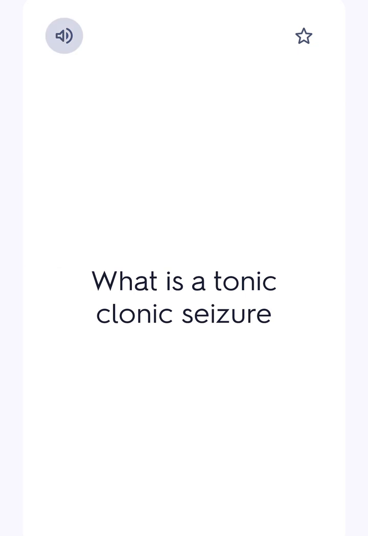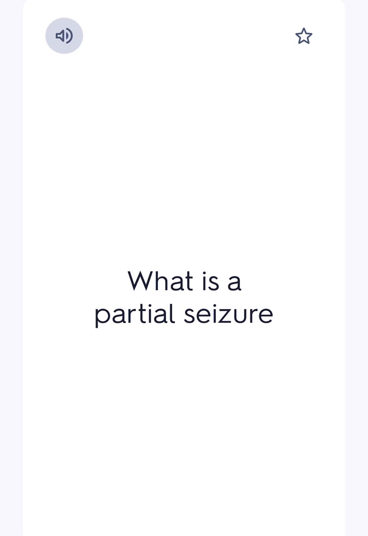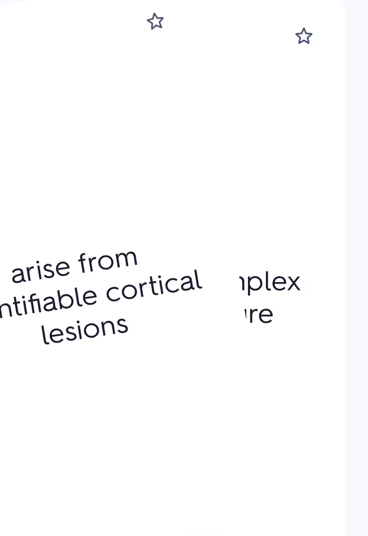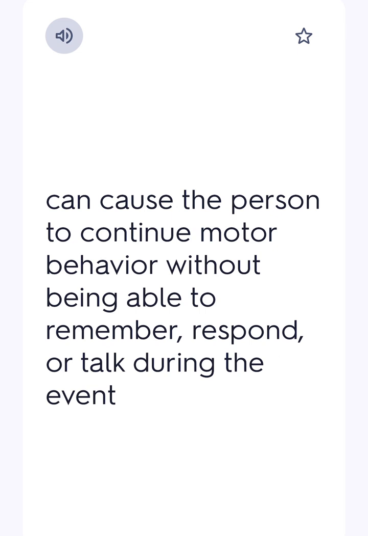What is a tonic-clonic seizure? Seizure that affects the entire body, and starts with muscle stiffness, and turns into violent repeated muscle contractions. What is a partial seizure? Arise from identifiable cortical lesions. What is a complex partial seizure? Can cause the person to continue motor behavior without being able to remember, respond, or talk during the event.